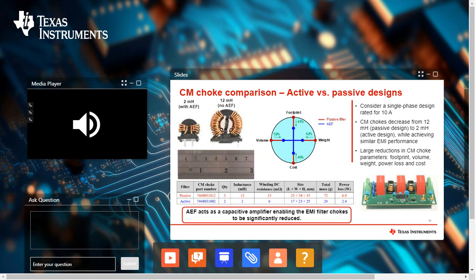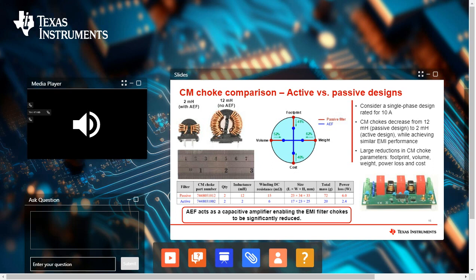This slide highlights the potential benefits of AEF-IC. When the chokes are significantly reduced, in this case from 12 millihenries without AEF to 2 millihenries with AEF, the filter volume can reduce by more than 50%, the weight can reduce by more than 60%, the footprint and cost can reduce by more than 40%. Furthermore, smaller chokes also result in lower power loss and less heat dissipation.